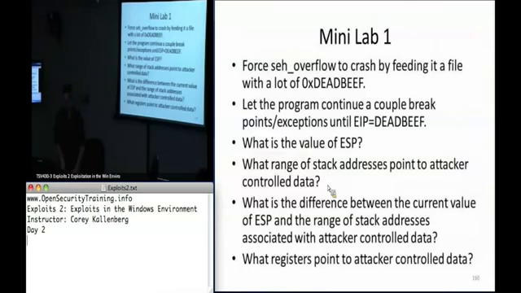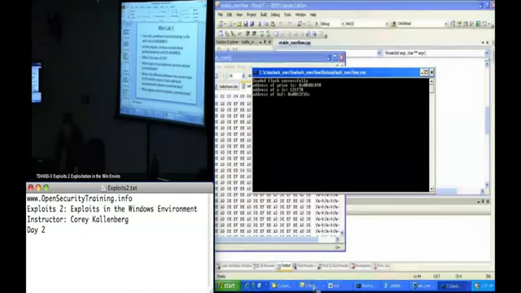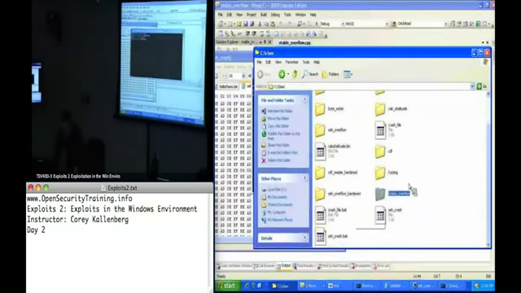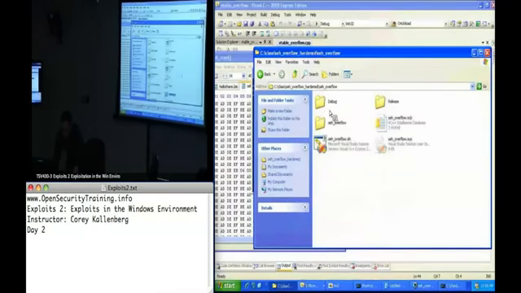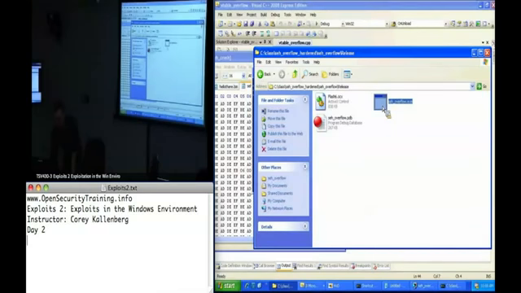Okay, so the program we're going to be using, I've turned on some extra mitigations and put it in a different directory. It's in SCH overflow hardened. And so this is the one that we'll actually be attacking for today, not the original one, because I've recompiled it with some additional mitigations turned on, like SafeSEH and GS and all that business.